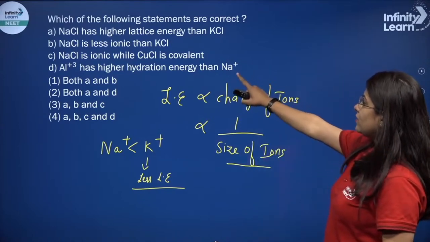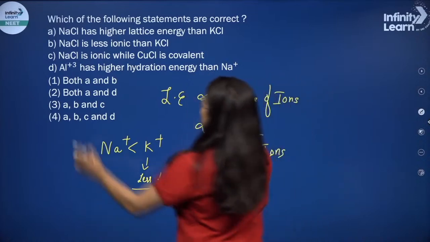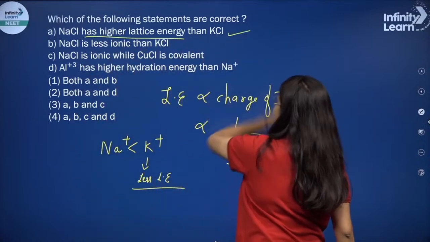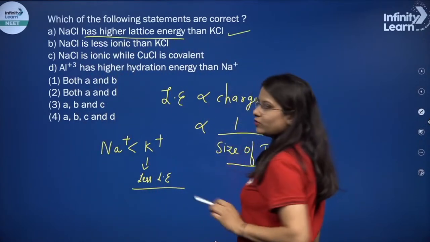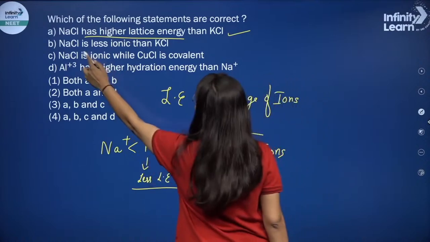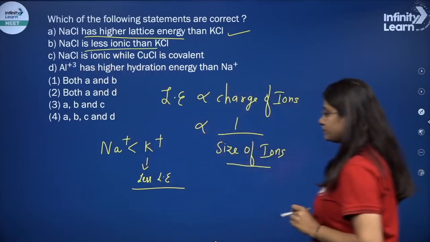So what is the correct option? Ye to sahi hai ki NaCl has higher lattice energy. This is correct. A is correct. A sare options mein. Next, NaCl is less ionic than KCl.